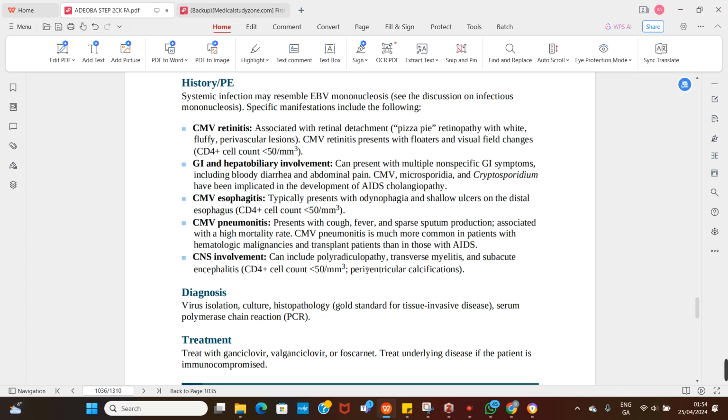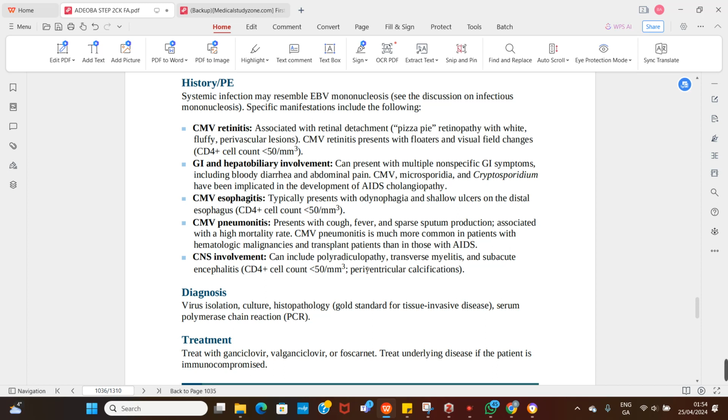Don't forget somebody that has undergone transplant or somebody that's having AIDS. Although it might not be common in AIDS, you still have it at the back of your mind. So hematologic malignancy, transplant patients now starting coming down with difficulty in breathing, dry cough, you might want to rule out CMV pneumonitis.